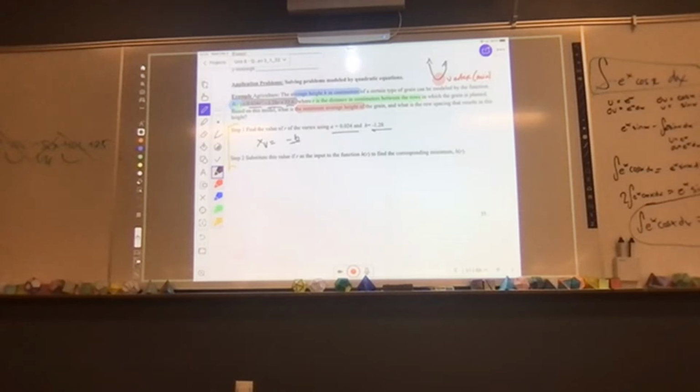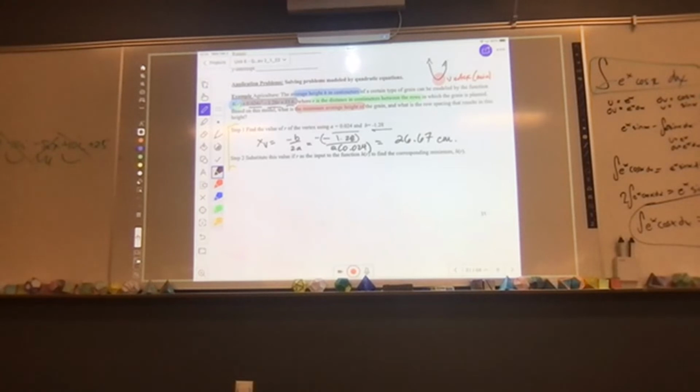From there, you should be able to determine the x value of your vertex. It is negative b over 2a, which is negative 1.28 over 2 times a. Get your calculator out. Tell me what that is. You'll have to do this tomorrow. 26.67 centimeters, right?